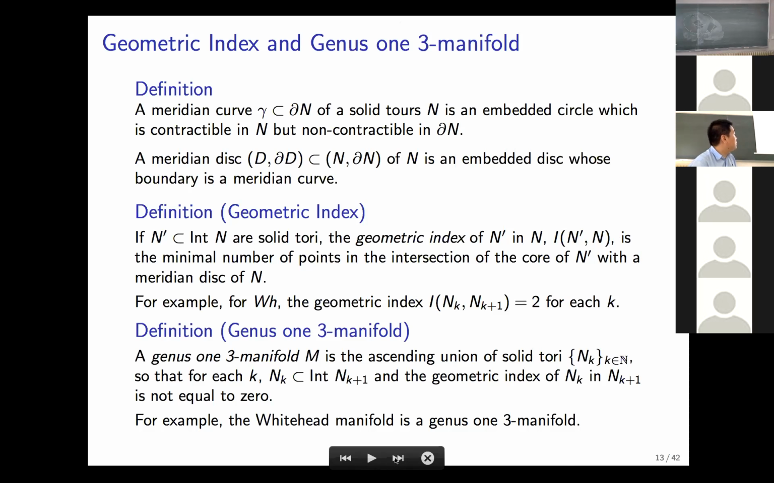I would like to introduce a class of 3-manifolds, the genus 1 3-manifolds. A genus 1 3-manifold is an increasing union of solid tori N_k, such that for each k, N_k is a subset of the interior of N_{k+1}, and the geometric index of N_k in N_{k+1} is not equal to 0. From the above statement, we know the geometric index of N_k in N_{k+1} is equal to 2 in the Wang manifold. So we know the Wang manifold is a genus 1 3-manifold. Okay.